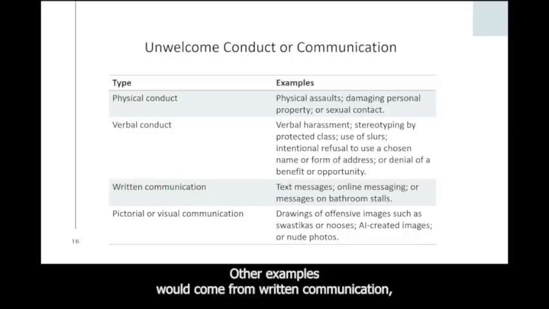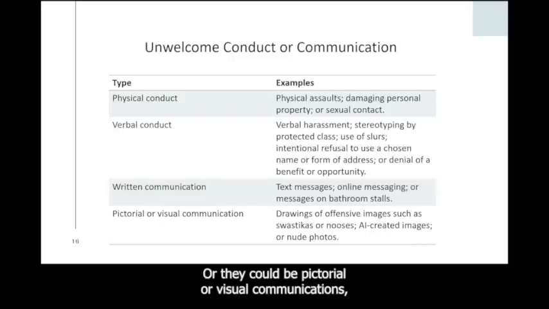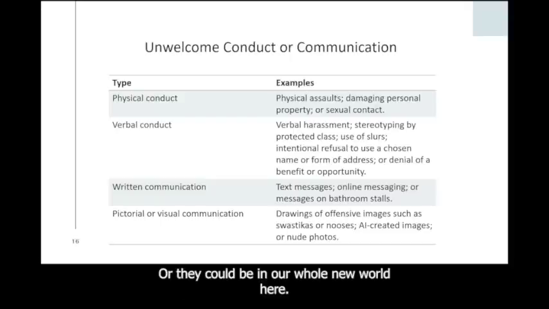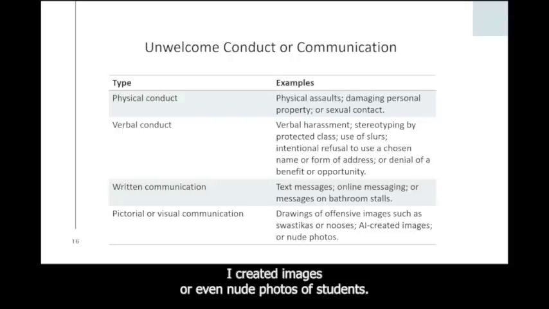Other examples would come from written communication, like text messages or online messages or something written on a bathroom stall. Or they could be pictorial or visual communications, like drawings of offensive images, like swastikas or nooses. Or they could be, in our whole new world here, AI-created images, or even nude photos of students. Any of these things would have to be unwelcome to qualify in this first bucket of our equation.